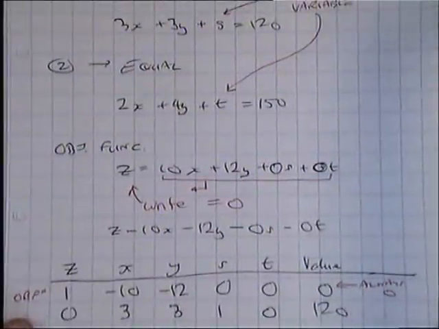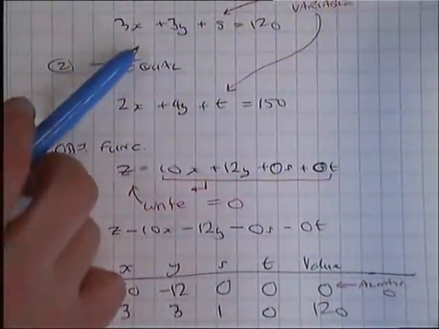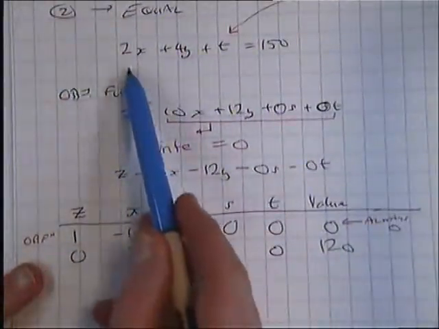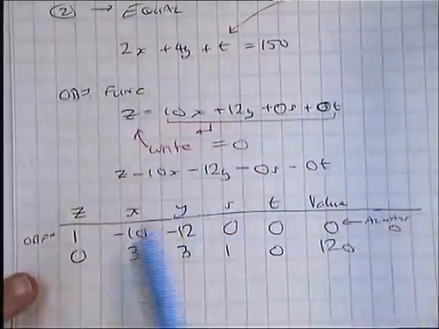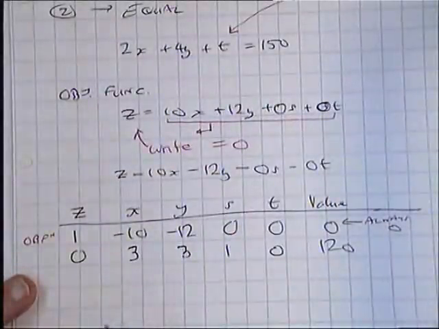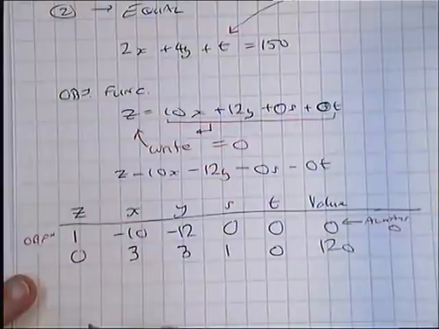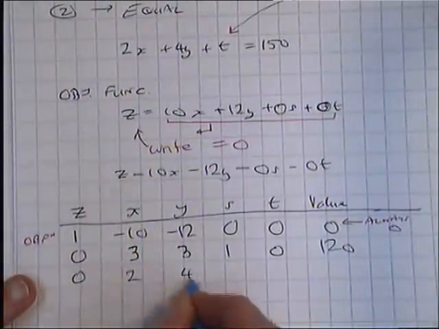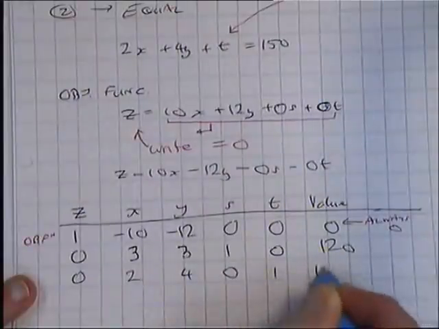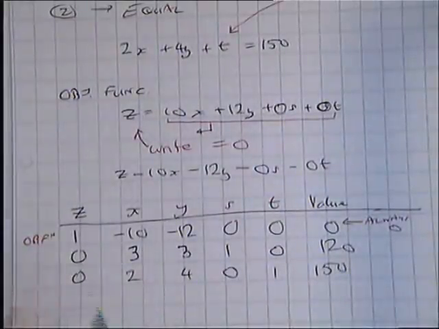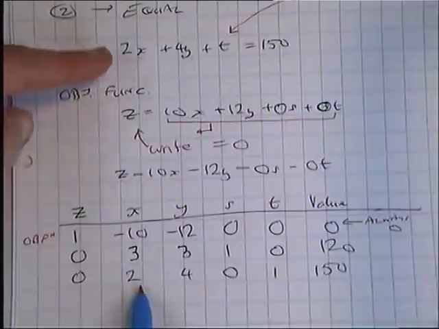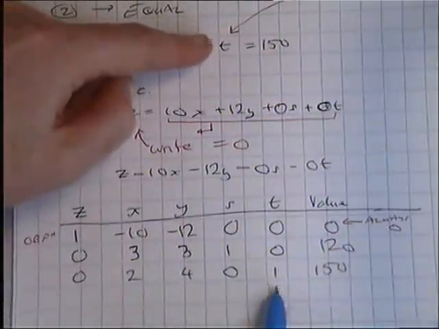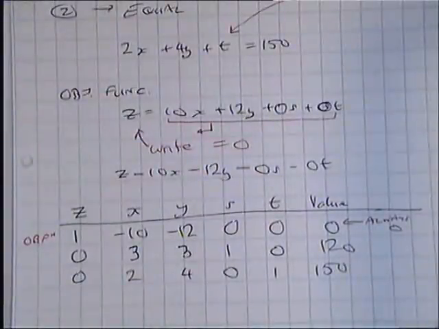So that was going from that constraint written down as an equality. What do you think? How do you think we're going to write this one down? How is that one going to appear in this row? Just follow the pattern we've just done. 0, 2, 4, 0, 1. That's exactly right. Yeah. Okay. There were no z's. There were 2 x's, 4 y's, no s's in this one, but there was a t, and we had 150.